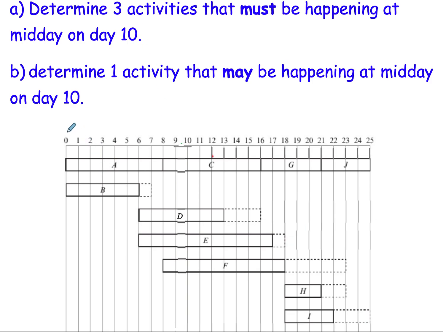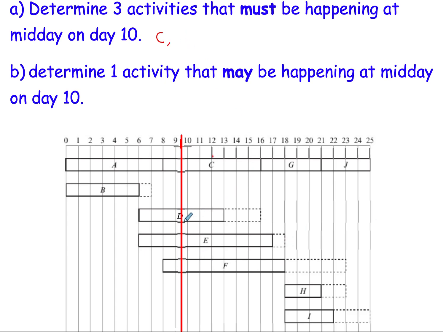If this is midnight on day 1, day 2, 3, 4, 5, 6, 7, 8, 9, 10, midday on day 10 will be during this line here. So if I draw a line straight down, we will be able to see the potential activities happening during that time. Okay, anything that doesn't have slack must be going on during that period. So C is definitely an activity that must be happening at midday on day 10.